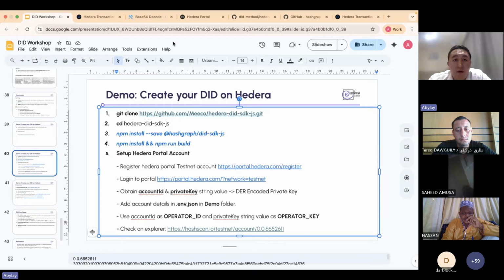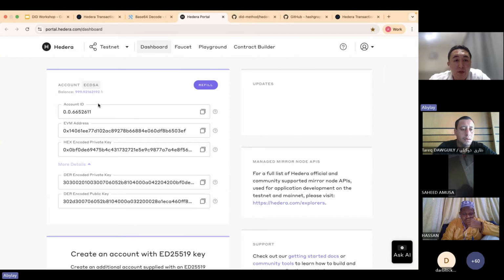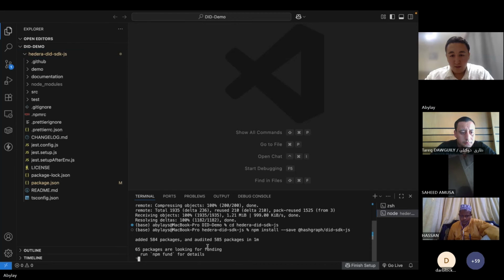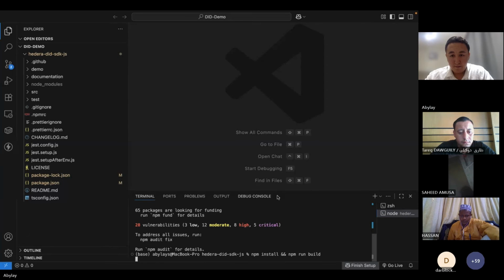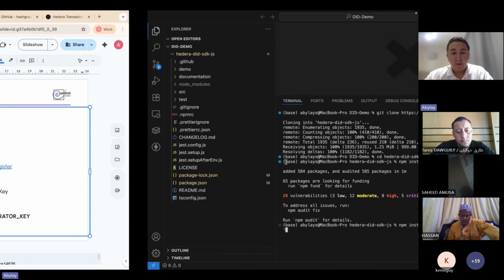So, where is it? This one, I think. Yeah, this one. So basically, I've registered on this website. I have my account ID and also this encoded private key, which I will use to create my DID. So what stage are we at? We have to build it, I think. Still loading. Okay, it's done. We need to build it once.